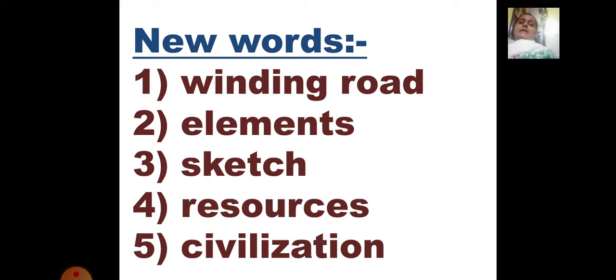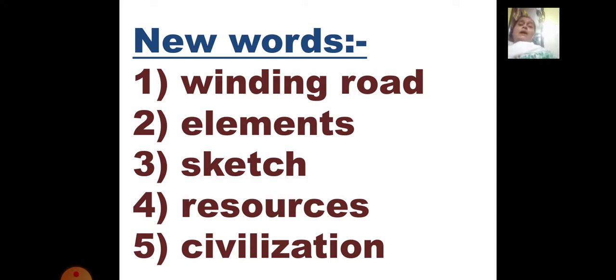Next one is elements. Elements are small particles or small substances which are very hard. Next one is sketch. Now a sketch is a rough diagram, it can be of a map. Here we are studying about maps, so a rough diagram of a map is known as a sketch.